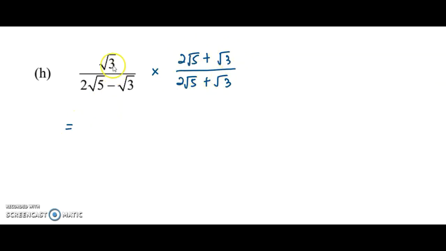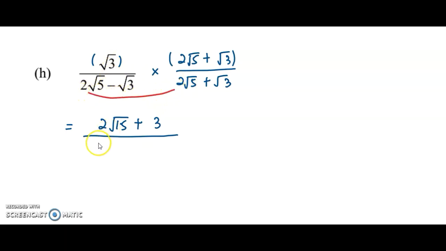After that, for this case, I would try to expand the numerator. Surd 3 multiplied by 2 surd 5, I got 2 surd 15. Surd 3 multiplied by surd 3, I got 3. Over 2 surd 5 multiplied by 2 surd 5, I got 4. Surd 5 multiplied by surd 5, I got 5. 2 multiplied by 2, you got 4, and surd 5 times surd 5, you got 5.